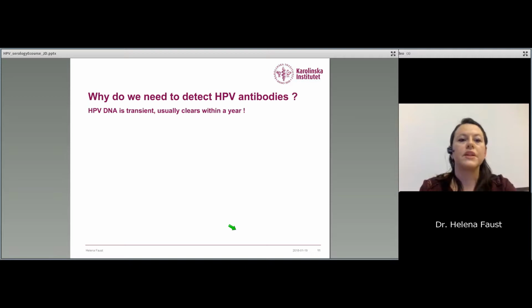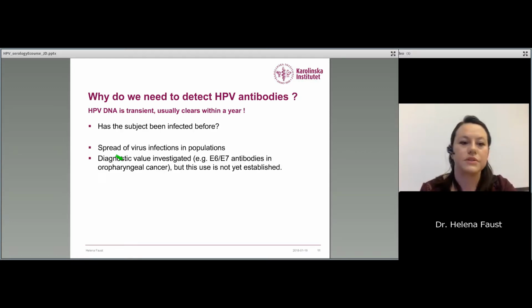So why do we need to detect those HPV antibodies at all? Well, one answer here is that the HPV DNA is transient and usually clears within a year. So looking in that population, looking only at DNA, one can think that, oh, it's actually a very rare virus. But that's not true, because it has just cleared this infection. So if you want to know, has a person been infected, then we need to look at antibodies.